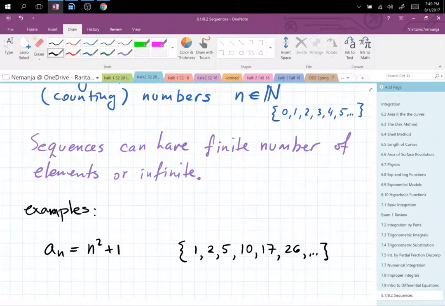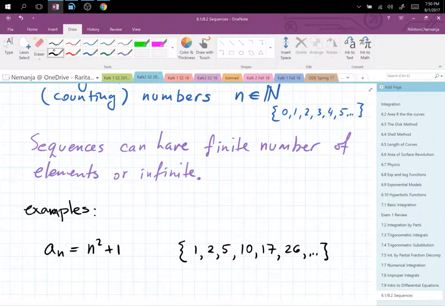So 0 squared plus 1 is 1. 1 squared plus 1 is 2. 2 squared plus 1 is 5. And you keep computing, and then you can calculate however many terms you want in that sequence.